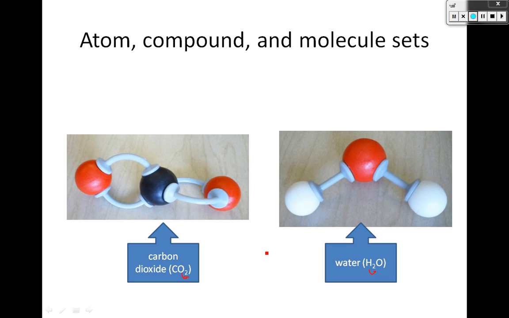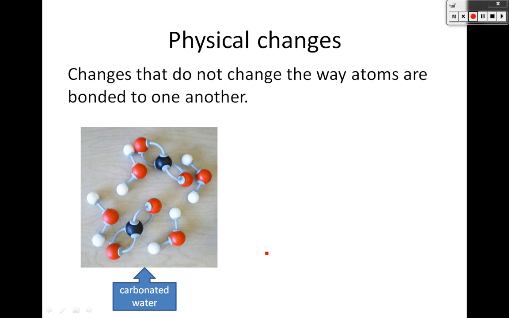And so we can use these to examine physical and chemical changes. So let's first look at physical changes. Physical changes are changes that do not change the way atoms are bonded to one another. It's possible in the past you've learned other little tricks, like some people say physical changes are reversible but chemical changes aren't. Some people will say physical changes are changes in appearance but chemical changes aren't. None of those are actually 100% true.